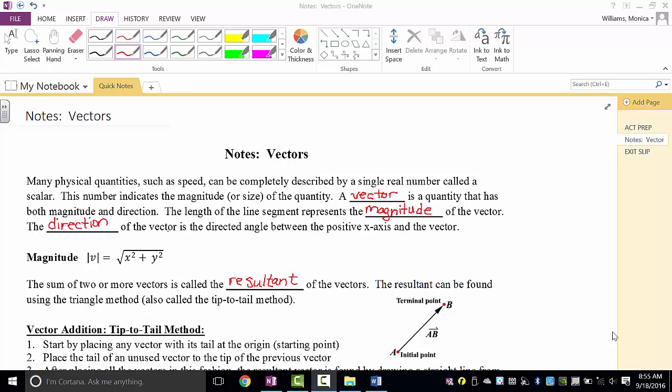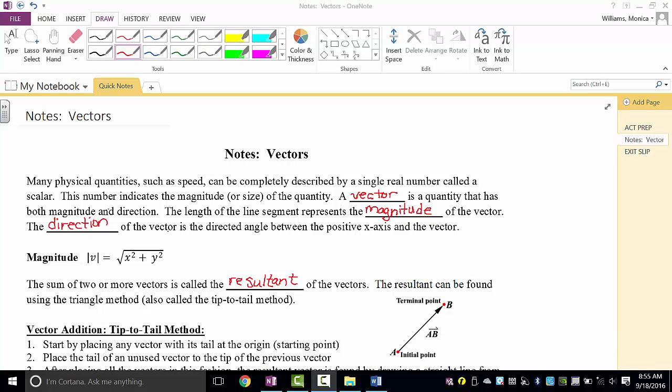Many physical quantities, such as speed, can be completely described by a single real number called a scalar. This number indicates the magnitude or size of the quantity. A vector is a quantity that has both magnitude and direction. The length of the line segment represents the magnitude of the vector. The direction of the vector is the directed angle between the positive x-axis and the vector.